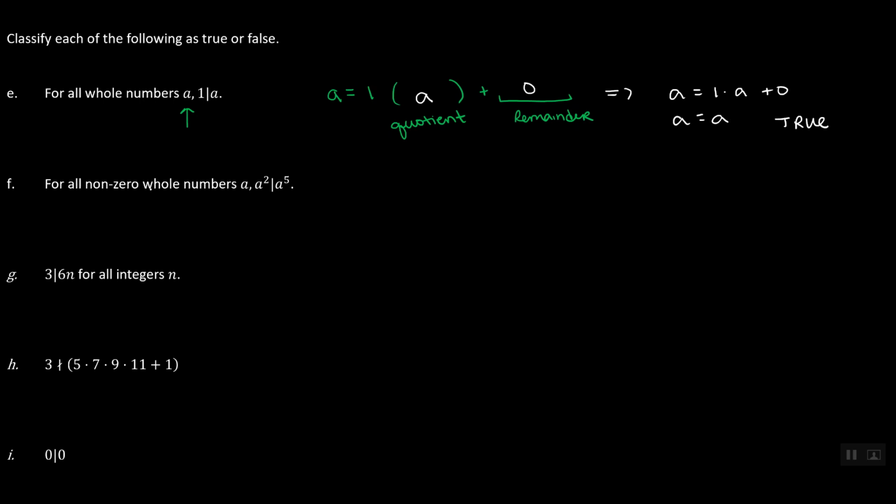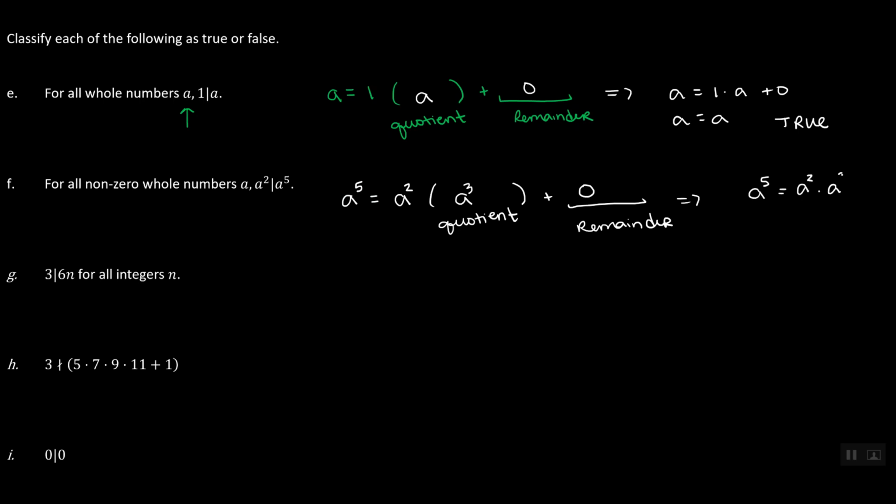Looking at our next example, for all non-zero whole numbers a squared divides a to the 5th. So again, we'll try and write that using our division algorithm. We'd write our dividend, a to the 5th, equals our divisor, a squared, times some quotient, plus a remainder. If we remember our product of same base with different exponent rules, we know that in order to turn a squared into a to the 5th, we just need to multiply by a to the 3rd. And in this case, again, the remainder could be 0. So we would have a statement like a to the 5th is equal to a squared times a cubed plus 0. And that does, in fact, simplify to a to the 5th equals a to the 5th. So another true statement.